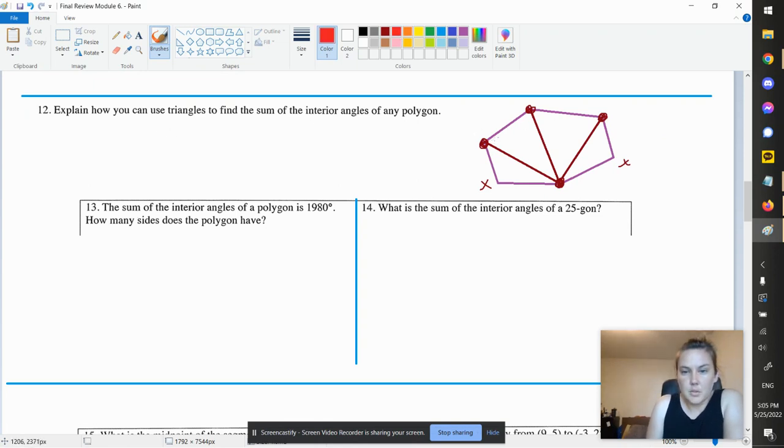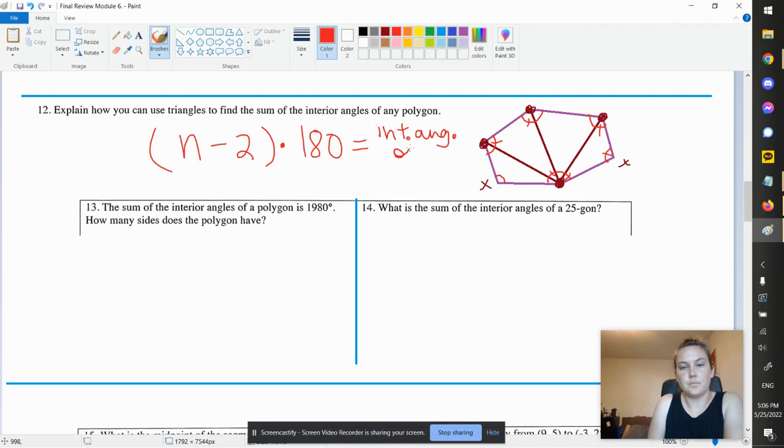And then if we want the angles, we can add up the angles of all of the triangles, and they end up being the angles of the polygon. Like these are this triangle, these are this triangle. But when we add up all of them, they make the interior angles of the polygon. So we can say how many triangles are there? N minus 2. How many degrees are in a triangle? 180. This equals the interior angles of an n-gon. So an n-sided polygon.